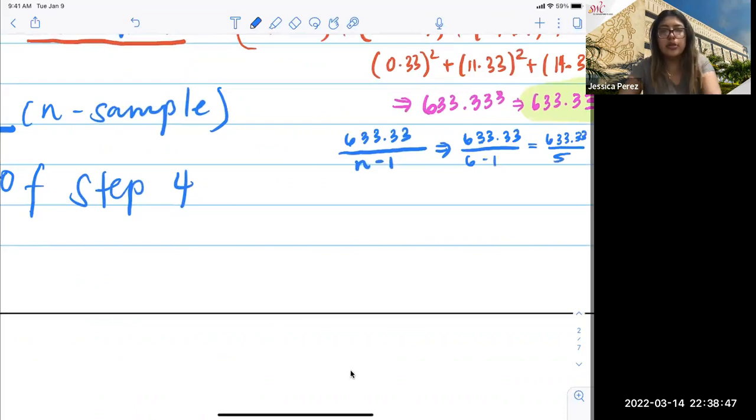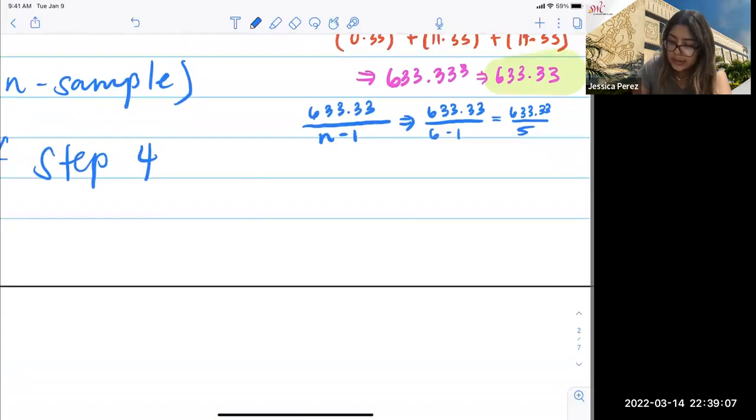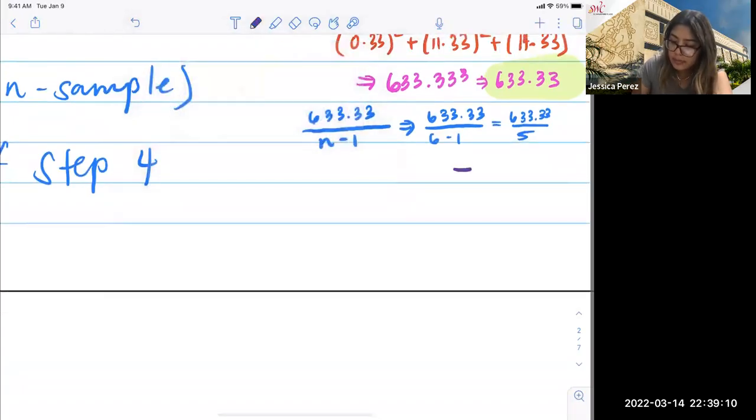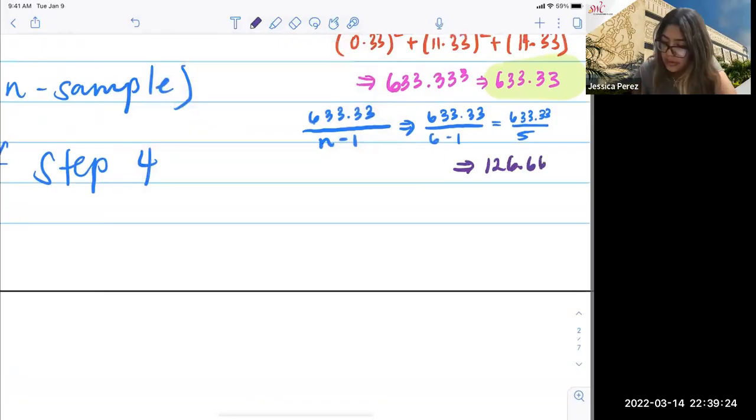So let's go ahead and do that. And then on my calculator, that's going to give me roughly 126. 126 point, so 633.33 divided by 5. Yep, 126.66, which is 126.67, you round.